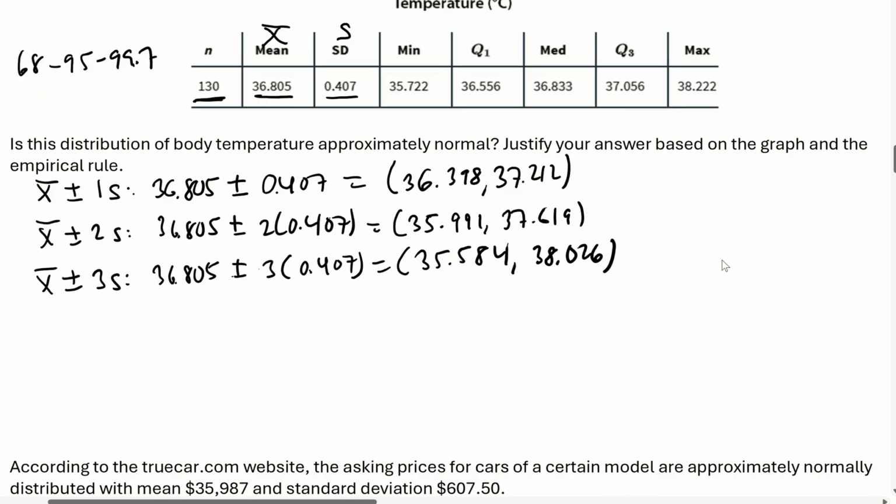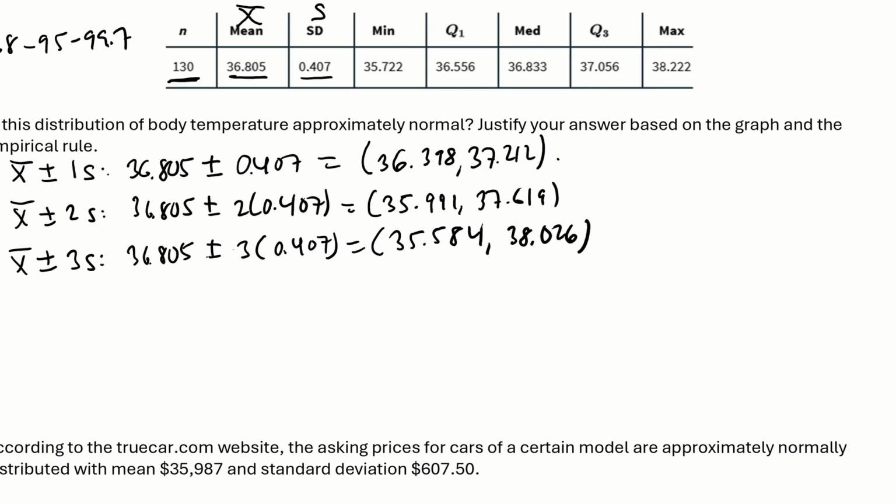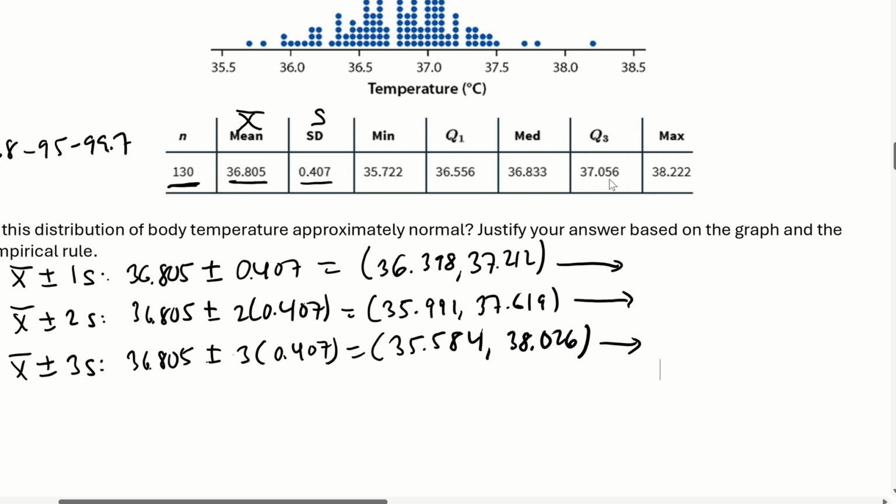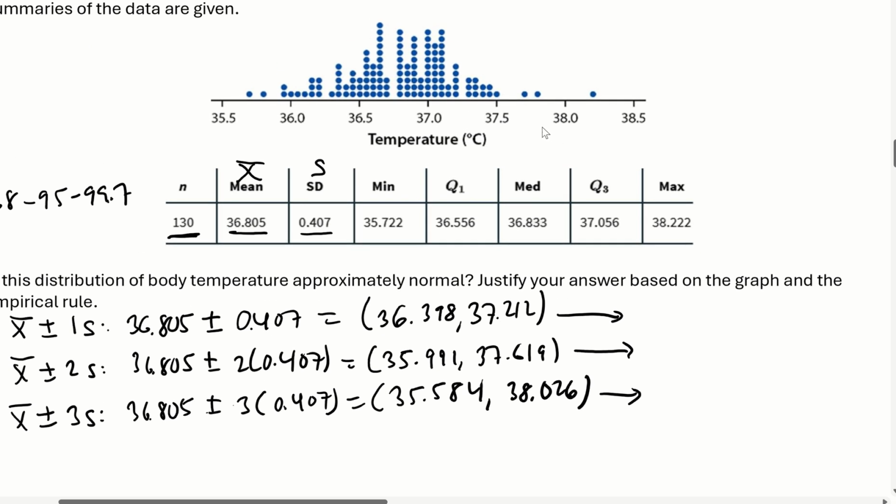Okay, so now the hardest part is not in this part. The most annoying part is actually calculating the percent, right? So what we need to do is calculate the percent. What percent of people are between 36.3 and 37.2? Okay, now we got to be careful with the scale.